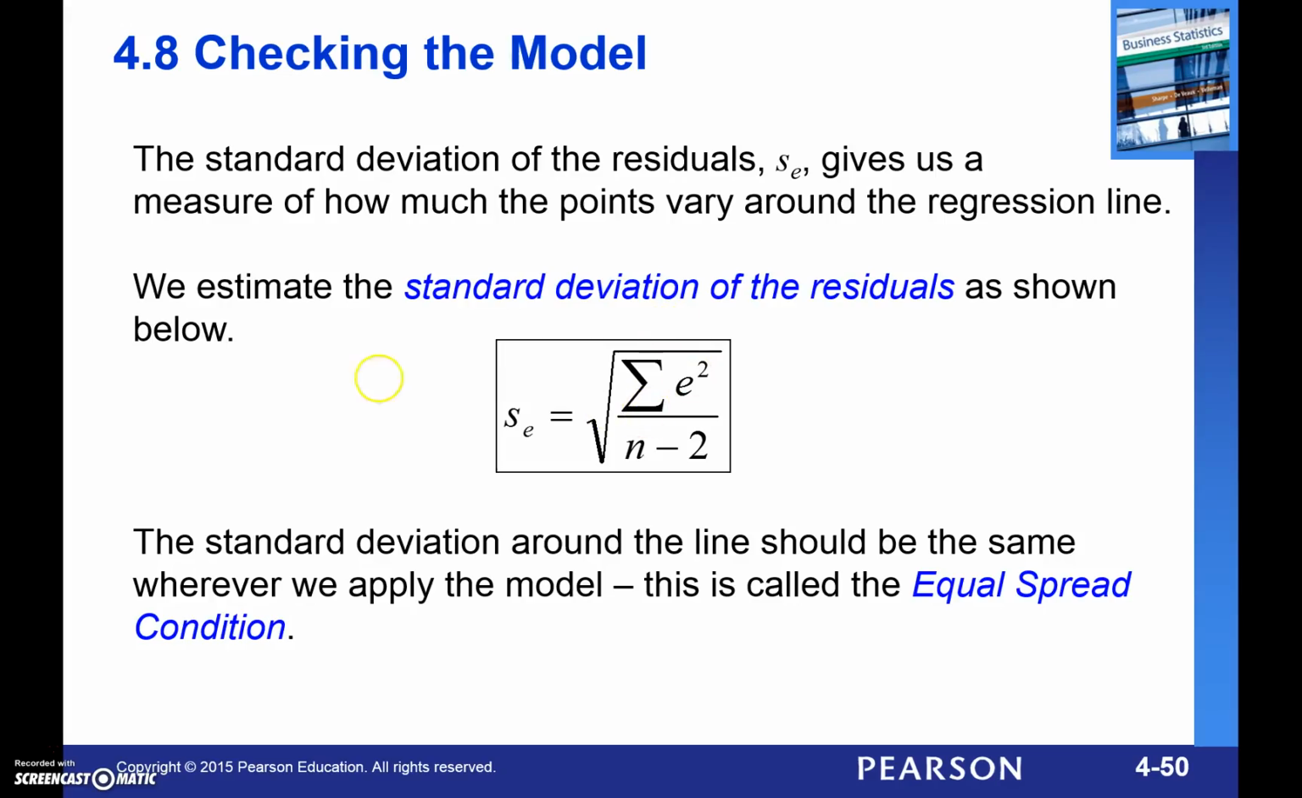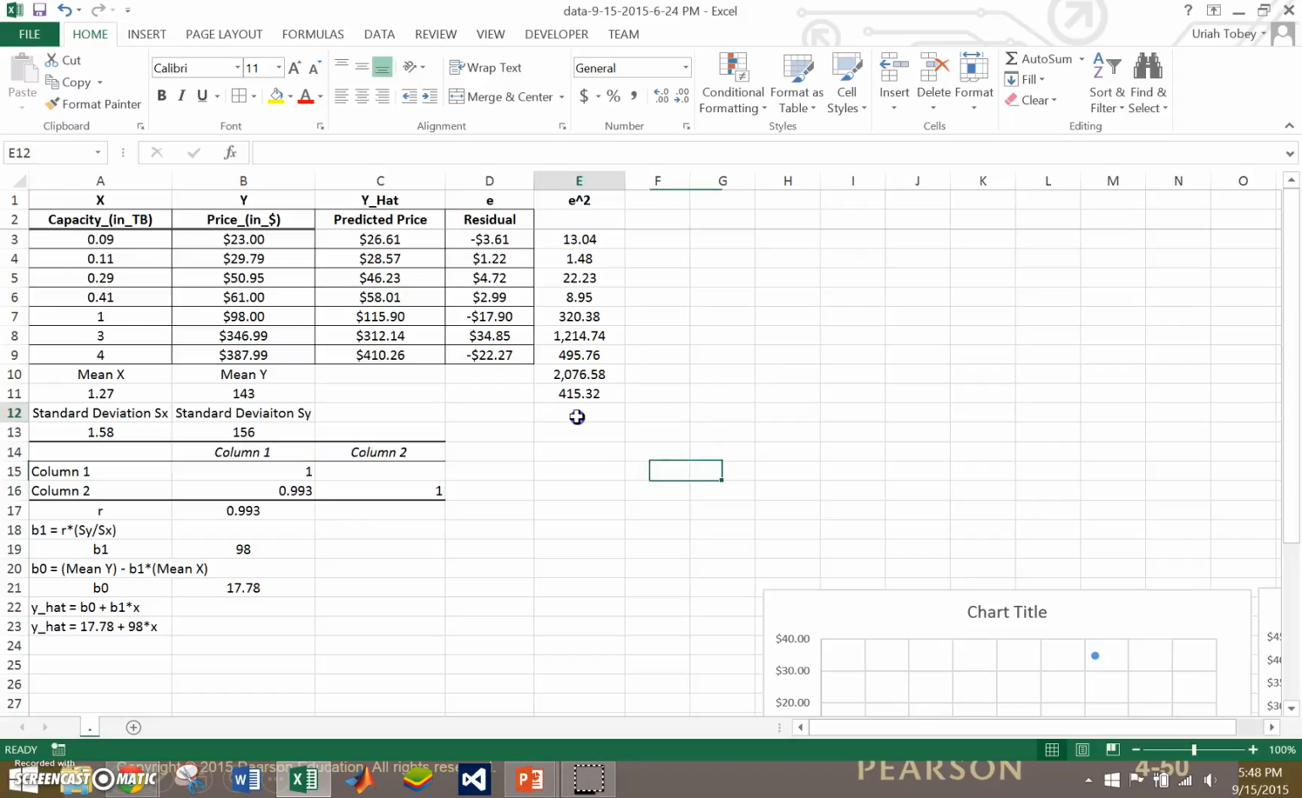So we squared them, summed them all up, divided by n minus 2. Now we need to take the square root of it, and so we'll say equal to square root of this number, and that is actually a price number, and it's the standard deviation of the residuals. This is SE. And again, the smaller that number is, the better.